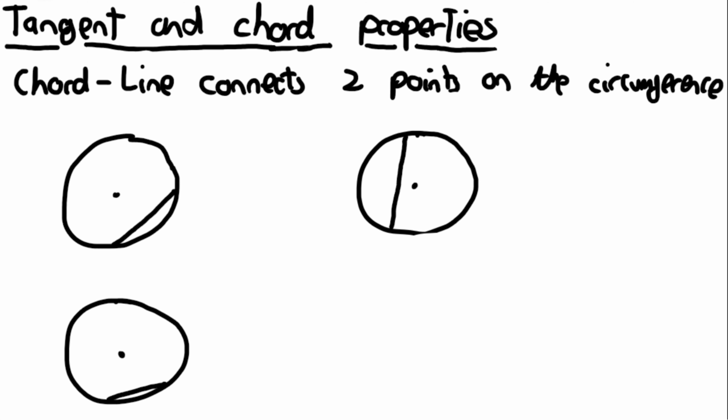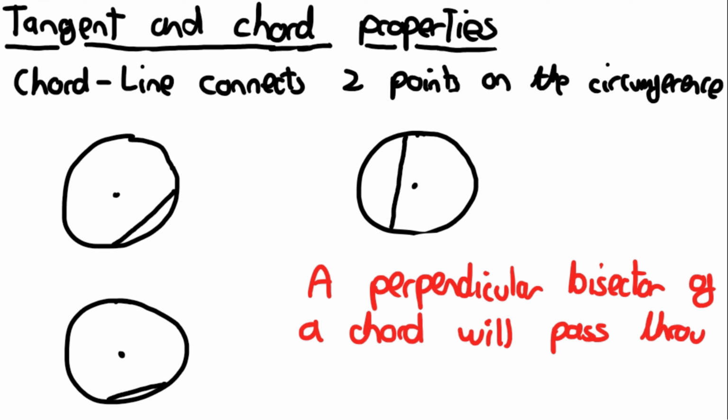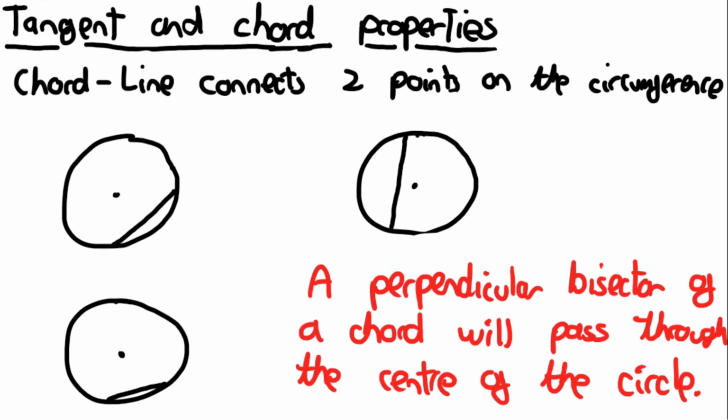So the key feature of a chord is that the perpendicular bisector of a chord will pass through the centre of the circle. You can see this in diagrams, where if we draw a perpendicular bisector through this chord, it will pass through the midpoint and it will go through the centre.